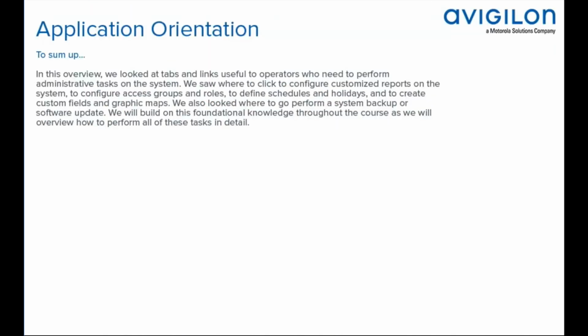To sum up, in this overview, we looked at tabs and links useful to operators who need to perform administrative tasks on the system. We saw where to click to configure customized reports on the system, to configure access groups and roles, to define schedules and holidays, and to create custom fields and graphic maps. We also looked where to go to perform a system backup or software update. We'll build on this foundational knowledge throughout this course as we will overview how to perform all of these tasks in detail.